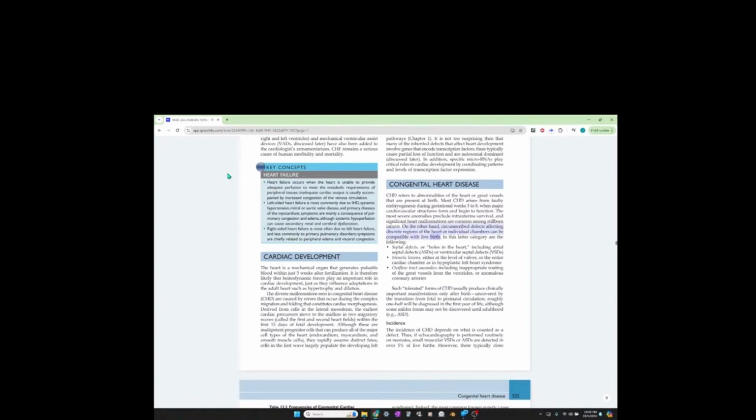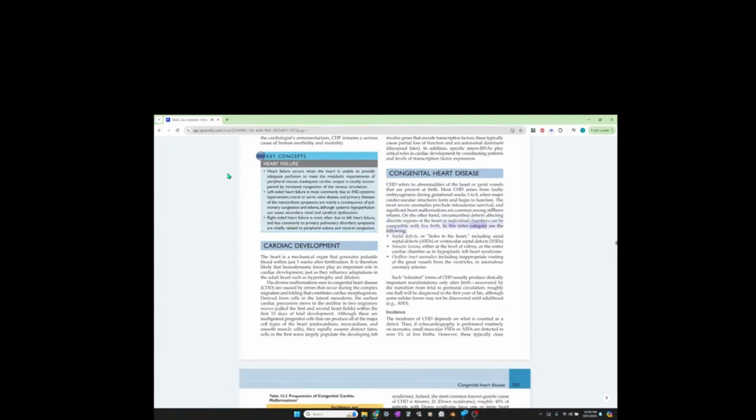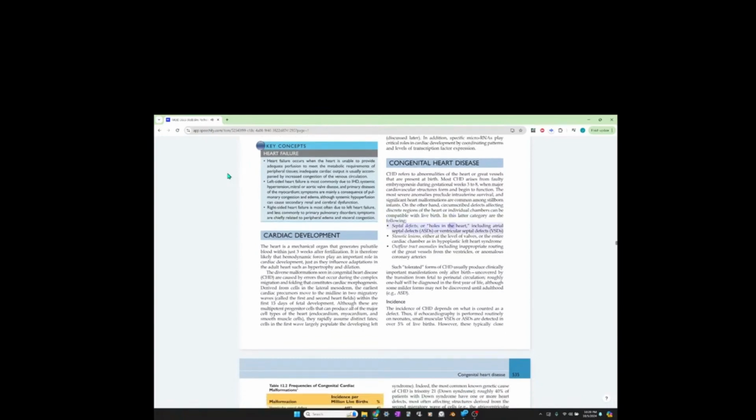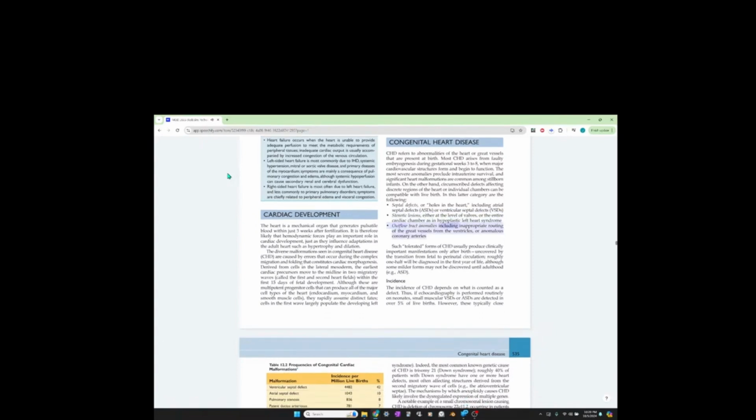In this latter category are the following: septal defects, or holes in the heart, including atrial septal defects or ventricular septal defects. Stenotic lesions, either at the level of valves or the entire cardiac chamber, as in hypoplastic left heart syndrome. Outflow tract anomalies, including inappropriate routing of the great vessels from the ventricles or anomalous coronary arteries. Such tolerated forms of CHD usually produce clinically important manifestations only after birth. Uncovered by the transition from fetal to perinatal circulation, roughly one-half will be diagnosed in the first year of life, although some milder forms may not be discovered until adulthood.